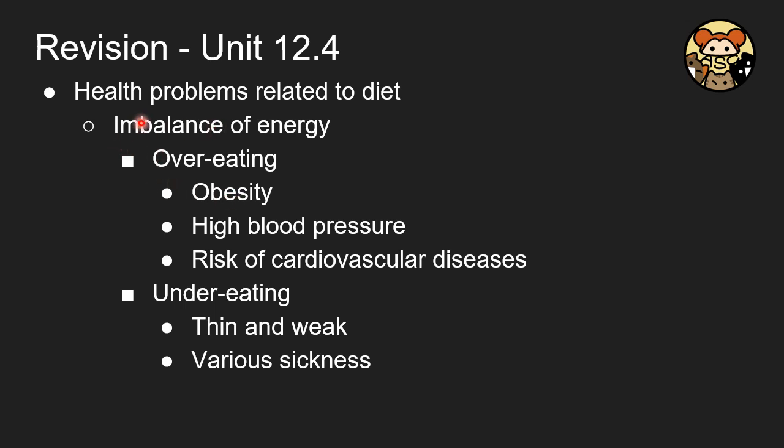The next part we'll move to the health problems related to diets. If we have an imbalance of energy, like overeating or undereating, there will be problems. For overeating, we will suffer from obesity or fat and also high blood pressure and a risk of cardiovascular disease. If we don't eat enough, then we will be thin and weak and we will suffer from various sicknesses.